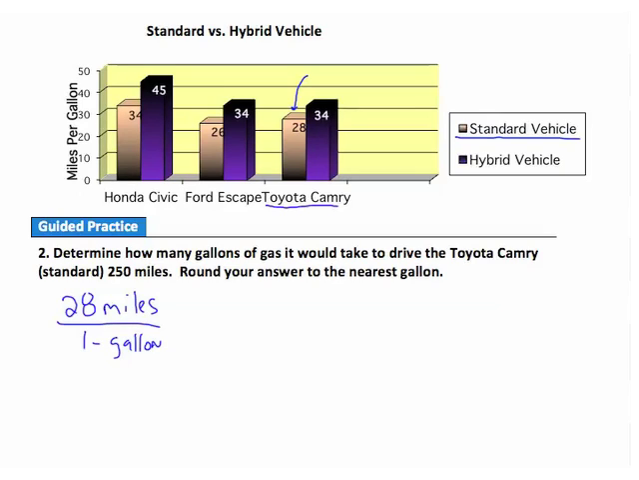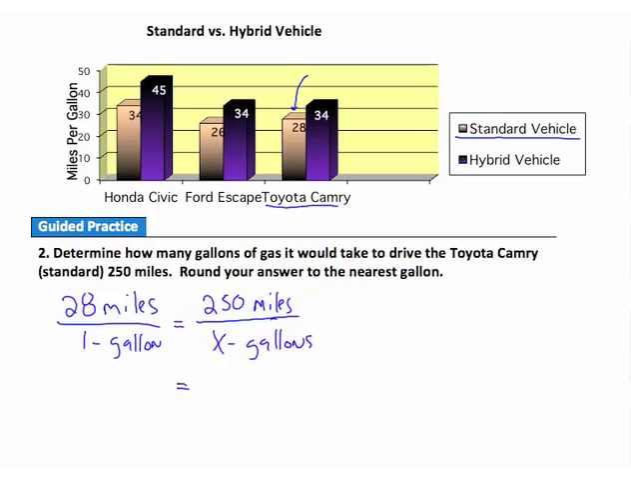So there is our first rate. And now we want to know if we got to go 250 miles, how many gallons is that going to take? So we have X gallons there. Okay, looks like X is in the denominator, so we want to flip both sides to get it in the numerator.